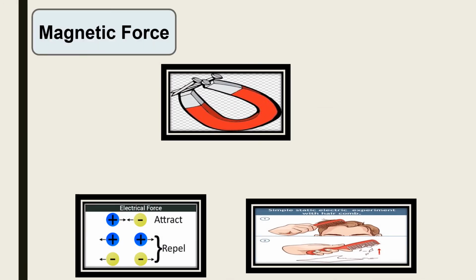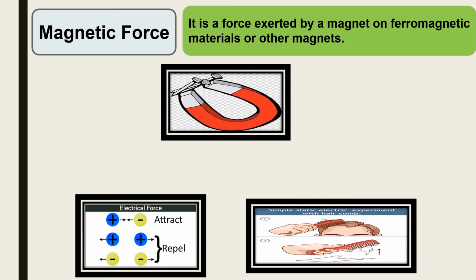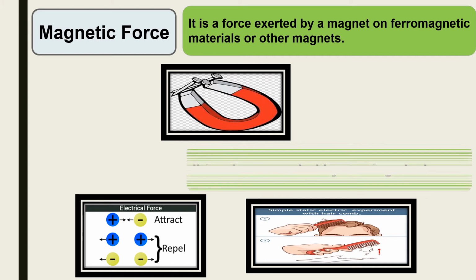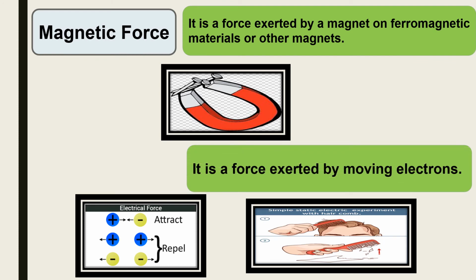Next, the magnetic force. Magnetic force is a force exerted by magnet on ferromagnetic materials or other magnets. So what do you mean by ferromagnetic material? From the word ferro, that means iron. In short, in Tagalog, bakal. Dun sa mga bakal na material, dumidikit po, there is a magnetic force there. As you can see in the picture, there is a magnet and three pieces of nails, which stick out and are attached to the magnet because magnet has a magnetic force.